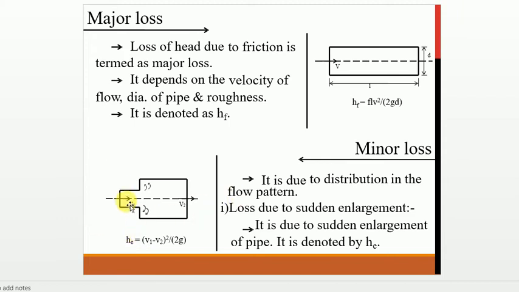Okay, so this was a pipe. From a smaller diameter pipe, when it suddenly expands to a larger diameter pipe, there will be some loss in energy. That will be calculated based on this, where V1 is the velocity in pipe 1 and V2 is the velocity in pipe 2, divided by 2g.